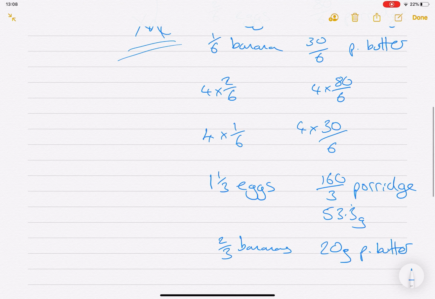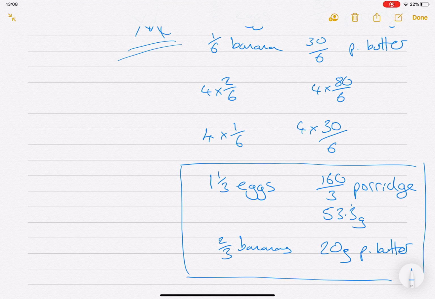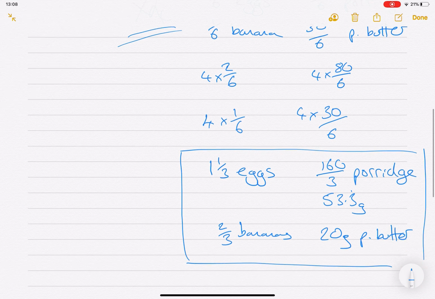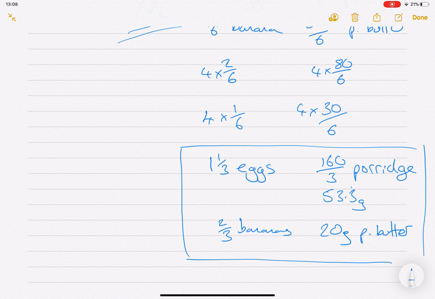So I chose a harder example here just to show that, A, you can use your fractions, so that's not a problem at all. And to go through the fact that if you can find the ingredients for 1 pancake, you can then find the ingredients for any number of pancakes afterwards. And with questions this numerically complicated, you can certainly use your calculator.